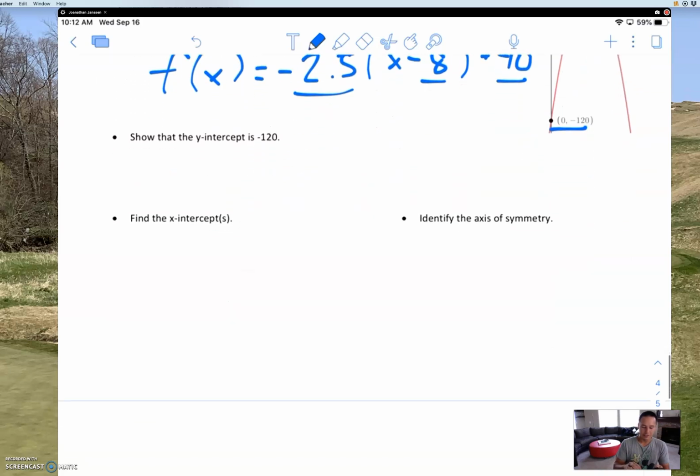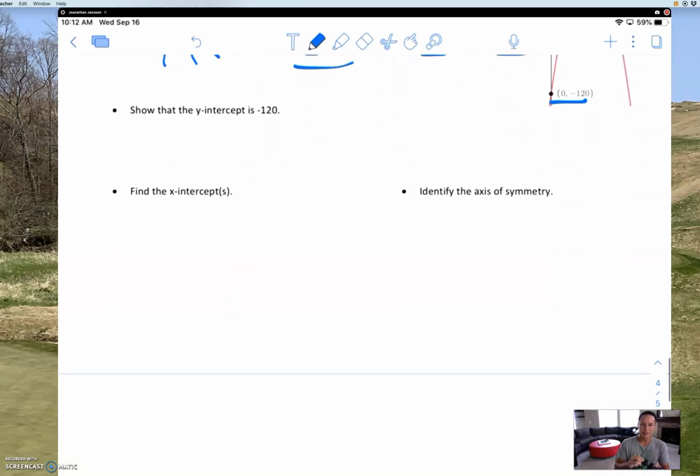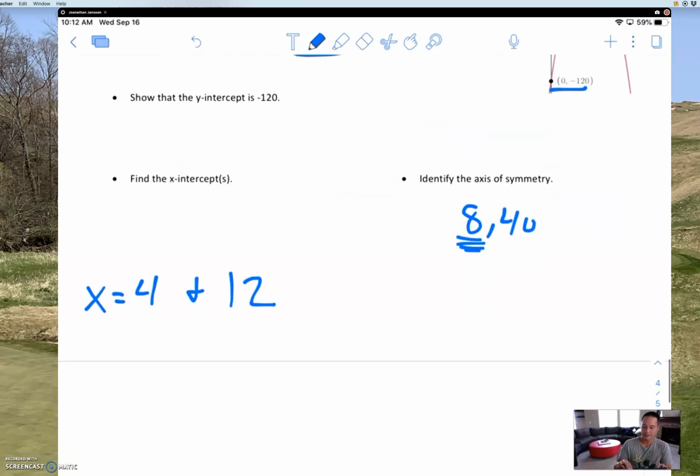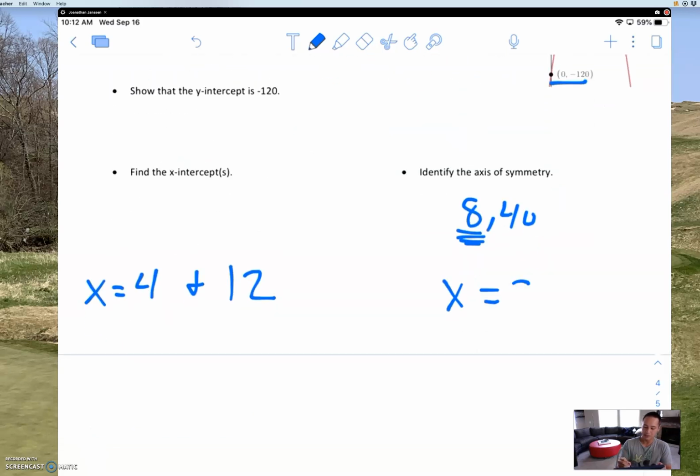For the next one where it says show that the y-intercept is -120, just plug in a 0 for x. It should evaluate to -120 if you did it correctly. To find the x-intercepts, you should have set the y equal to 0, and you would have found x-intercepts of 4 and 12. And the axis of symmetry, all you have to do there is look at the vertex. Since the vertex was at 8, 40, your axis of symmetry is going to be at 8. So it's x equals 8 for your axis of symmetry.